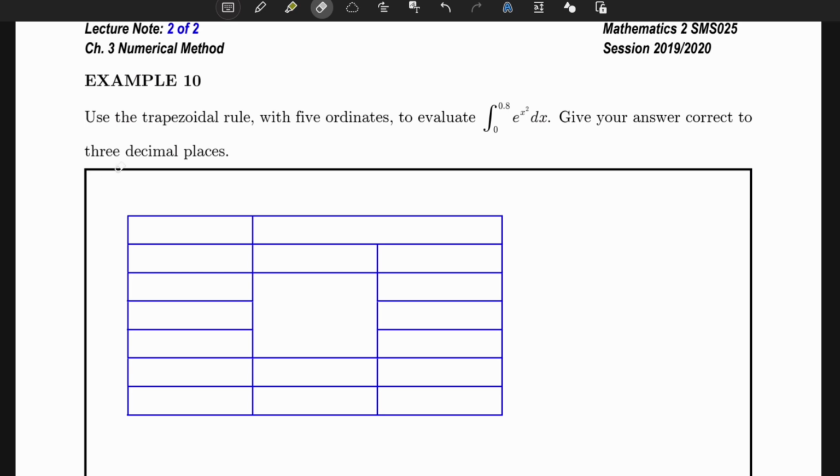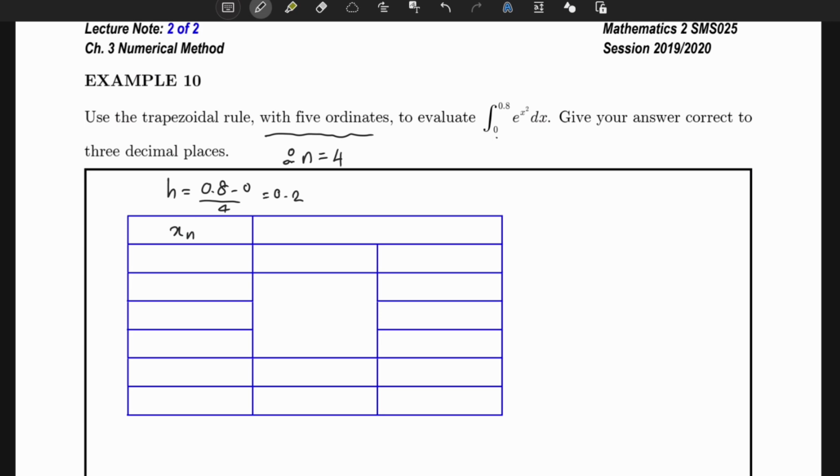Example 10. Use the trapezoidal rule with 5 ordinates to evaluate the integral of e to the power x squared dx from 0 to 0.8. Give your answer correct to 3 decimal places. So 5 ordinates means n equals 4. So h equals 0.8 minus 0 divided by 4. So we have 0.2.